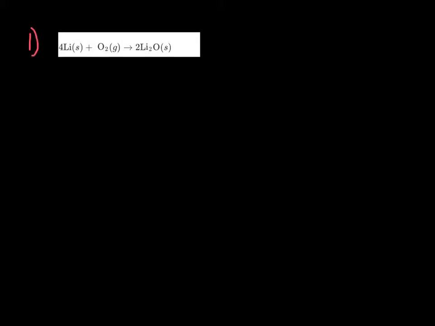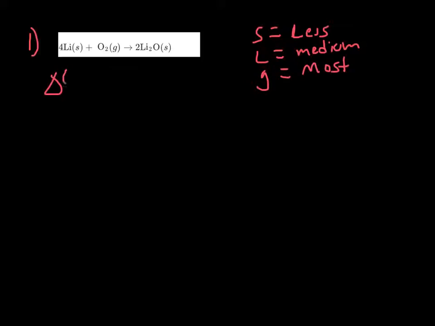This next one tells us to determine the value of delta S. As we stated before, gas is more random, so I'm going to write that here for the last time. Solid is less random. Liquid is, let's say, medium. Then we have gas, which is the most random. Now it wants us to figure out the delta S. Remember, delta S is the S final minus the S initial. So which side is more random, which one's less random?